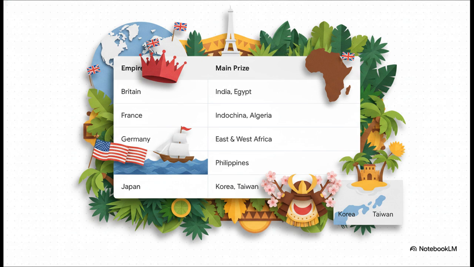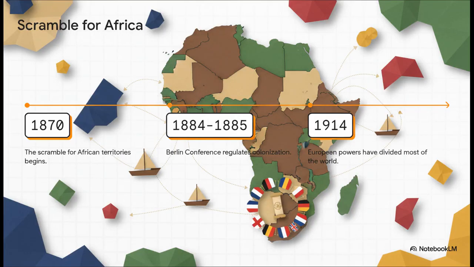Germany arrived a bit late to the party, but still grabbed large territories in East and West Africa. Meanwhile, the United States became an overseas power by taking the Philippines after a war with Spain. And Japan, following their super rapid modernization, absolutely stunned the world by defeating Russia and claiming Korea and Taiwan, proving for sure that you didn't have to be European to play this imperial game. Now, this aggressive expansion was probably most obvious in Africa.